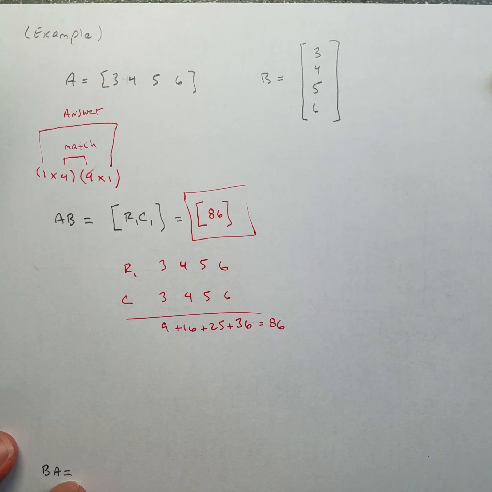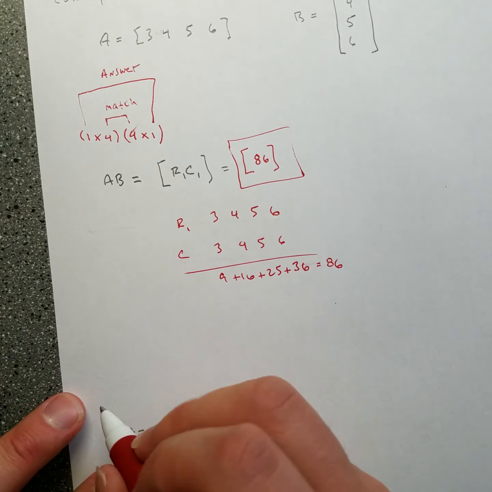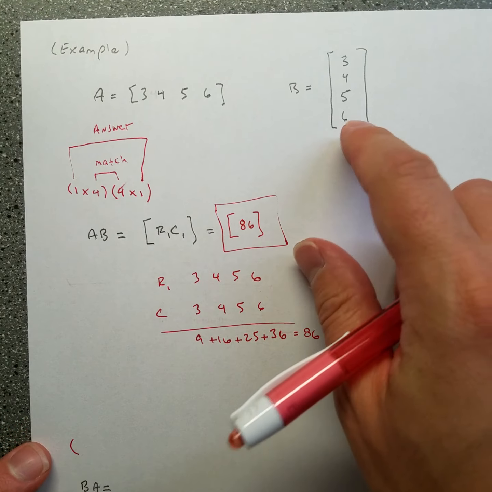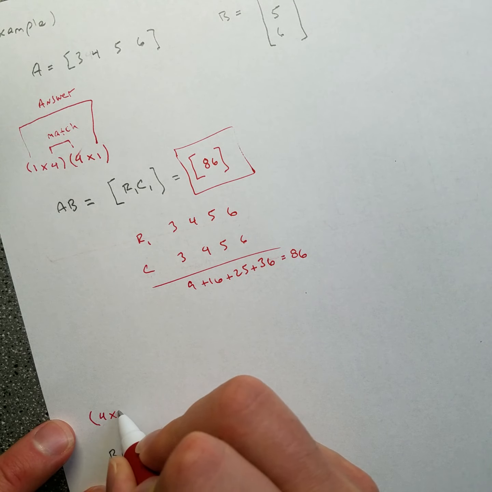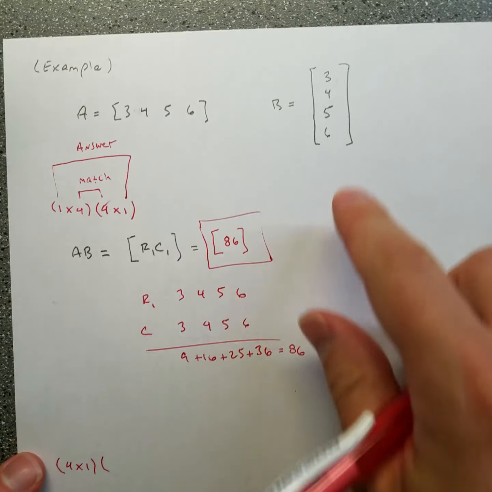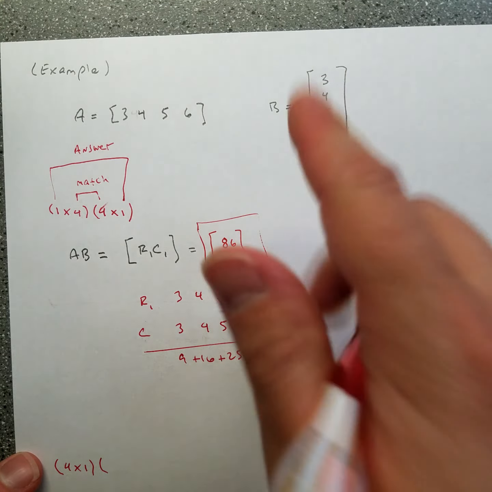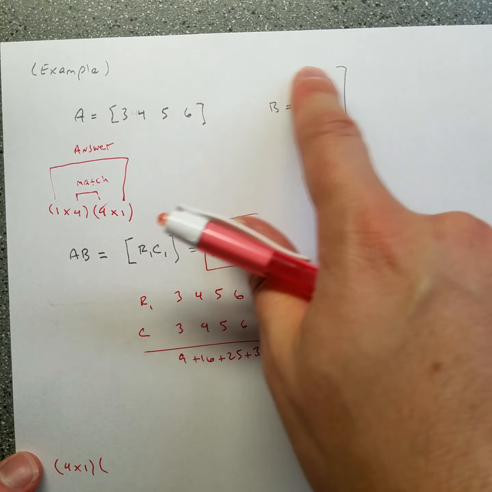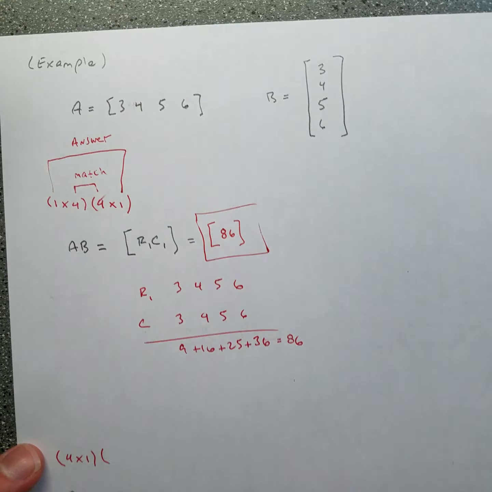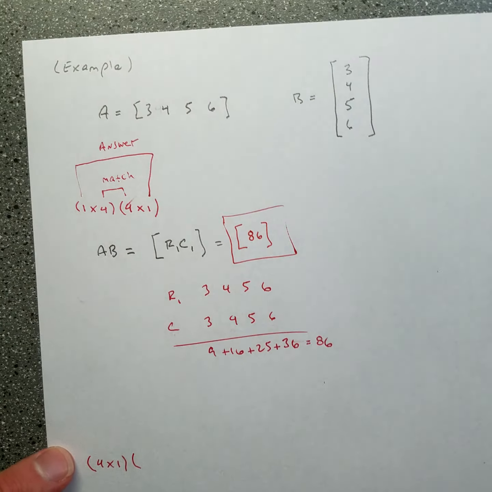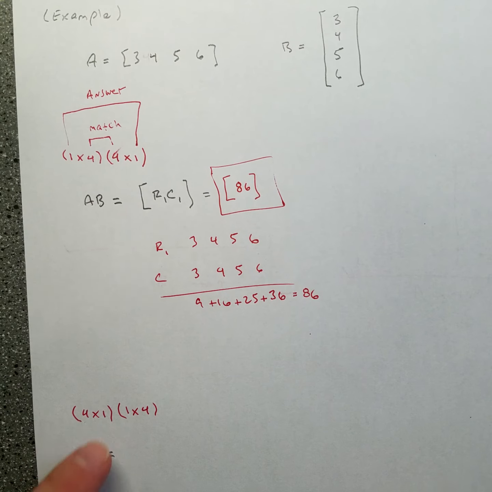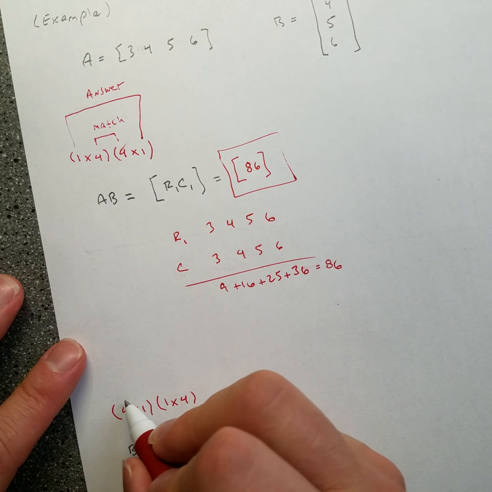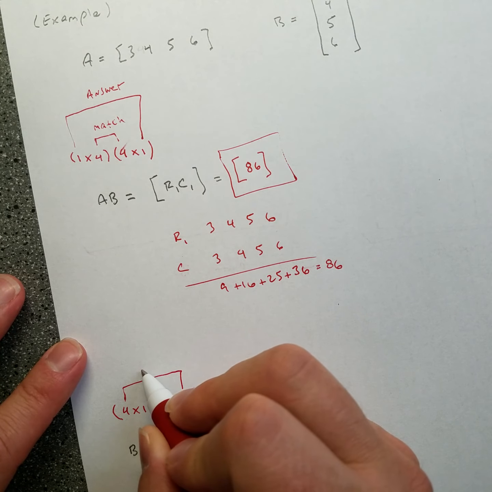So B times A, what do you have there? B is, let's see, it's rows by columns. It's 4 by 1. B is 4 rows, 1 column. 1, 2, 3, 4 rows, 1 column. And then A is 1 row, 4 columns. Okay? And those interior numbers match. And so the answer is going to be a 4 by 4.